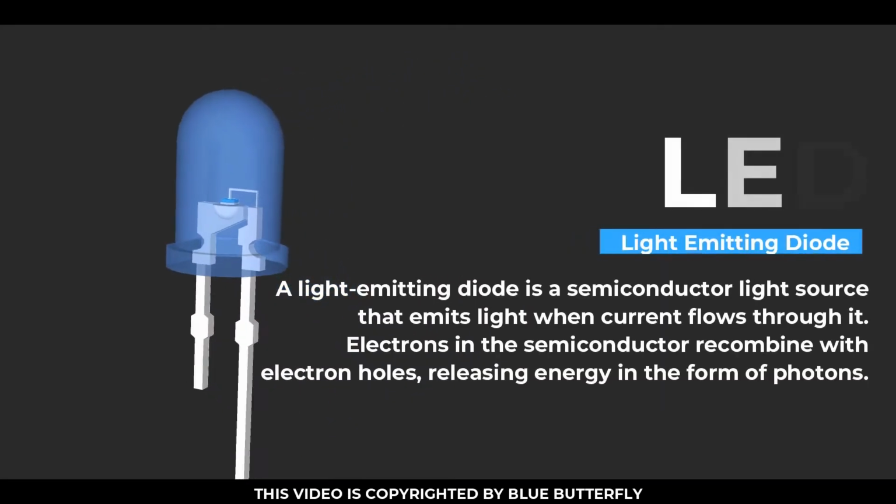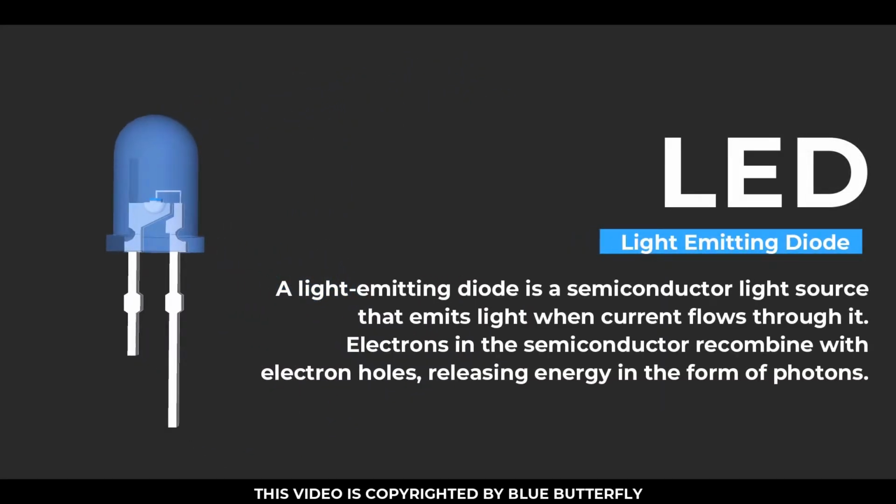A light-emitting diode is a semiconductor light source that emits light when current flows through it. Electrons in the semiconductor recombine with electron holes, releasing energy in the form of photons.